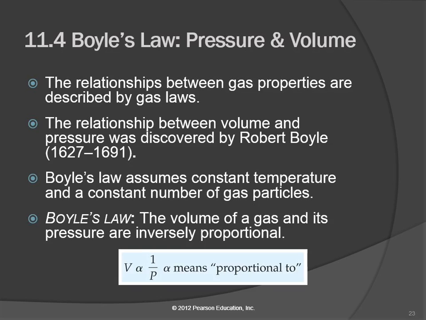Robert Boyle lived in the 1600s. It was a long time ago. He studied this relationship, and when we talk about the relationship between volume and pressure, we have to think in terms of a constant temperature and constant number of gas particles, constant amount of gas. Because if you change the amount of the gas, if you put more in or take some out, that's going to change things. So one way to state Boyle's law is that the volume and the pressure are inversely proportional.